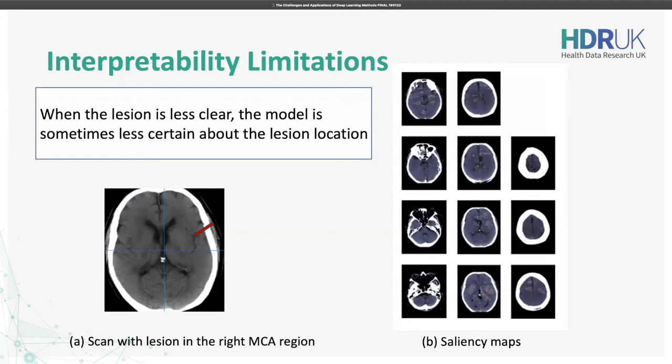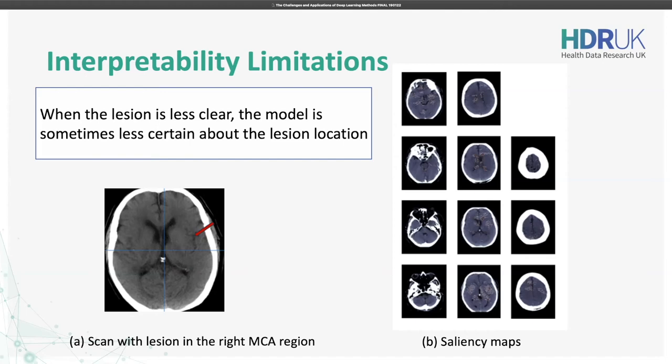So now we can discuss some limitations of our approach. In the slide with the example of saliency maps, we showed an example of a scan with a very clear lesion. For this kind of scan, the saliency maps usually tend to highlight well the relevant areas of the brain. But there are some cases where the lesion is not as clear. For example, the scan shown in the picture here has a lesion in the right MCA region, but it's for sure more subtle and difficult to see. For these kinds of cases, sometimes the saliency maps tend to be a bit more scattered around, maybe a sign that the model is less certain about the lesion location, even if it usually still highlights the correct region.